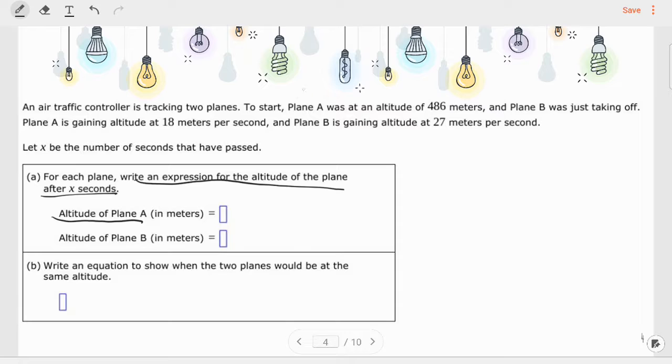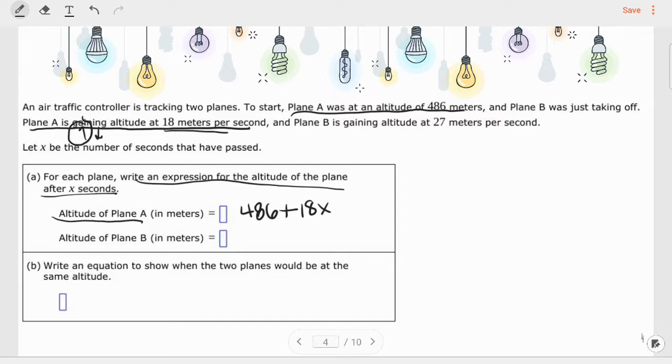Let's go back to the story problem. It says plane A was at an altitude of 486 meters. So that's where they started in this scenario. Okay, continuing to read about plane A. Plane A is gaining altitude at 18 meters per second. If he's gaining, is that an increase or is that a decrease? Gaining is an increase. So I'm going to write plus 18 meters per second. So I would write plus 18 for 1 second, plus another 18 for 2 seconds. And since that's repeatedly happening, I'm going to write x.